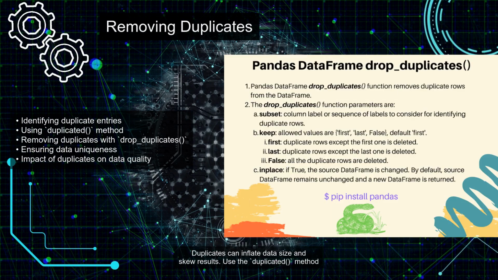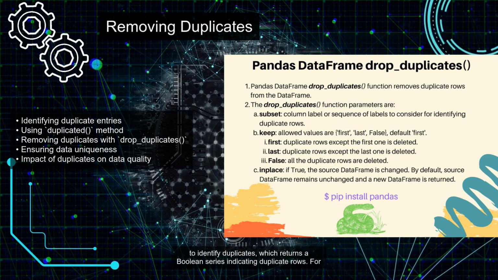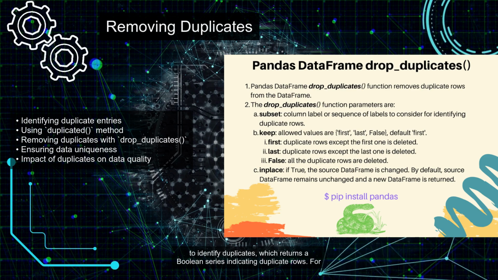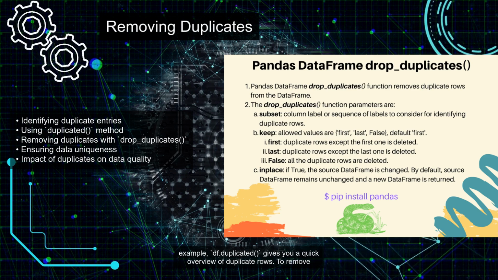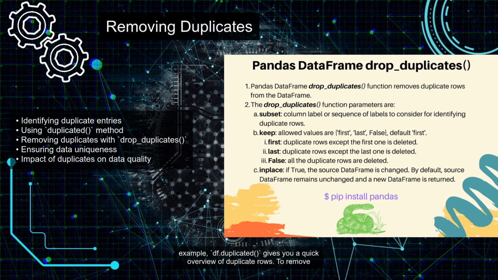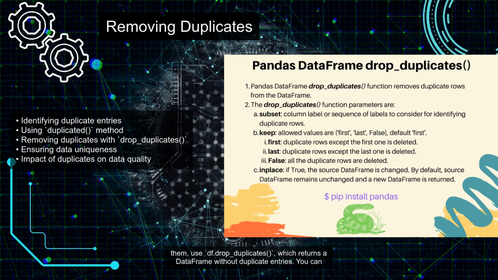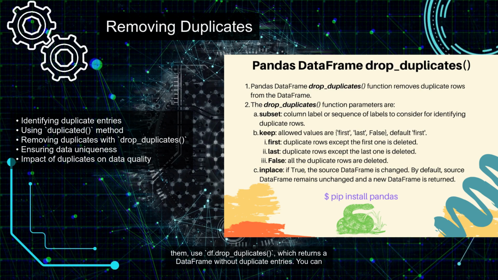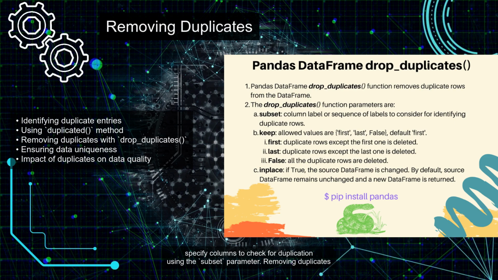Duplicates can inflate data size and skew results. Use the duplicated method to identify duplicates, which returns a Boolean series indicating duplicate rows. For example, df.duplicated gives you a quick overview of duplicate rows. To remove them, use df.drop_duplicates, which returns a DataFrame without duplicate entries.